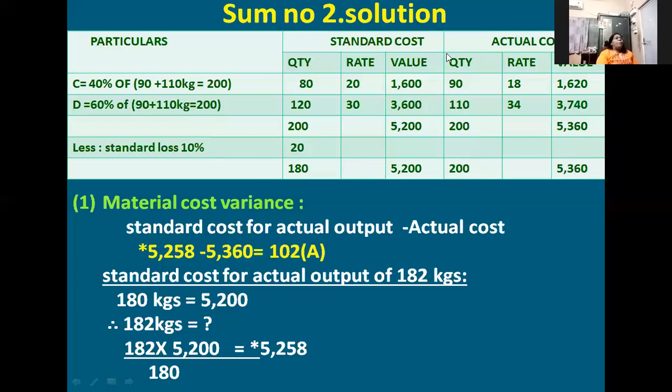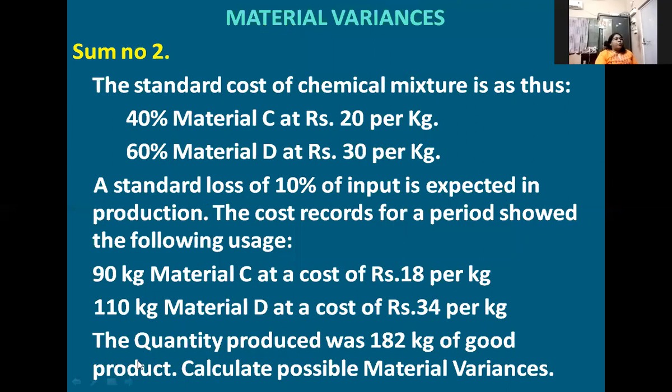So by making use of this table, we can work out the variances. The first variance I made the calculation for is cost. The formula is standard cost for actual output minus actual cost. What is the standard cost for actual output? I made the working notes. For 180 kgs, I may expect a cost of 5000 rupees. So as per our calculation, for 180 kgs, 5200. What is the standard cost for actual output? What is the actual output?